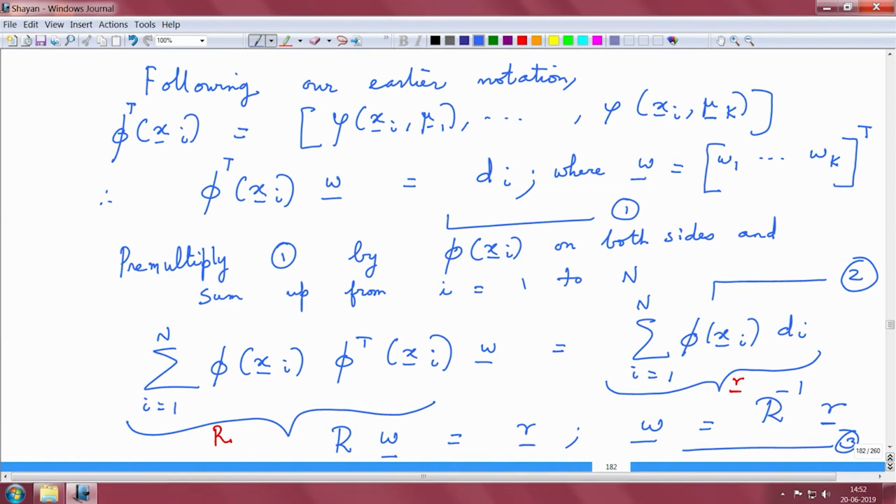So in the next lecture we will discuss the recursive least squares algorithm, and we will talk about the details of how this can also be done in an adaptive manner more efficiently.